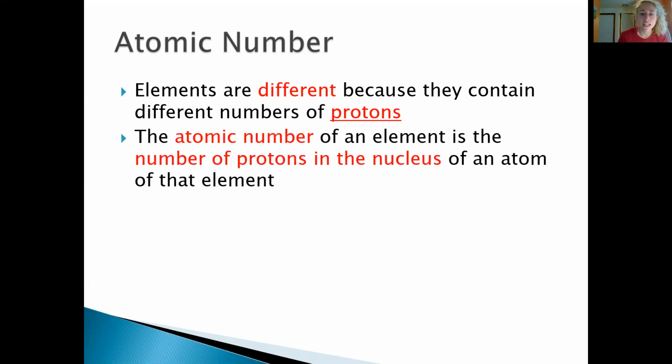So the atomic number of an element is the number of protons in the nucleus of that particular element. We'll talk a lot about atomic number because it's what shows up on the periodic table, and we're going to take a look at one of those next.